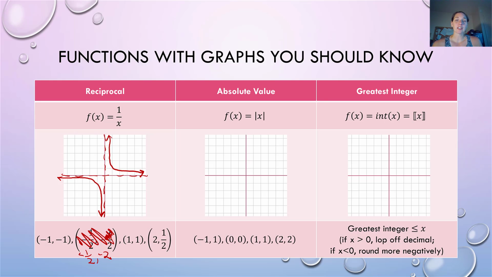The absolute value function, this one's the v. Most people can remember that for whatever reason. They think it's interesting. So this one comes out this way, looking like a v.